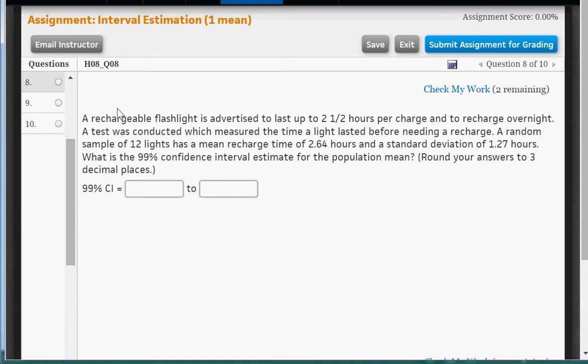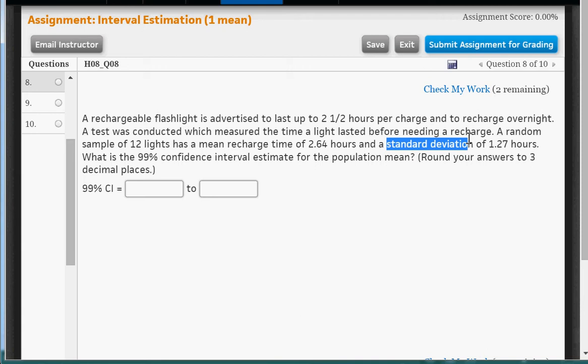What about 8? What is this one? Again, it's a confidence interval for a mean, right? A random sample has 12 observations in it, a mean of 2.64 hours, and a standard deviation of 1.27 hours. Is that a sample standard deviation or a population standard deviation? A random sample, so sample standard deviation. Sigma unknown. None of these problems here are sigma known.